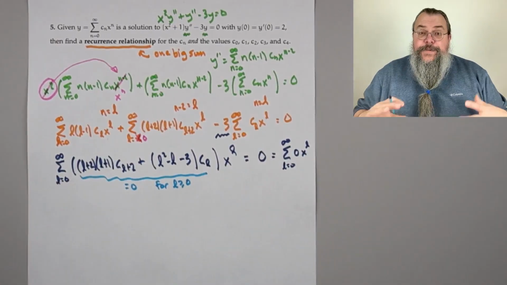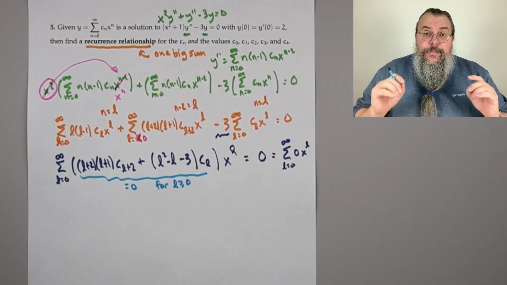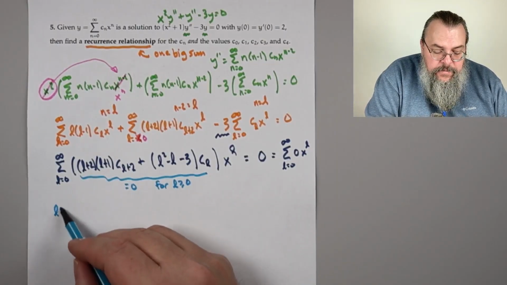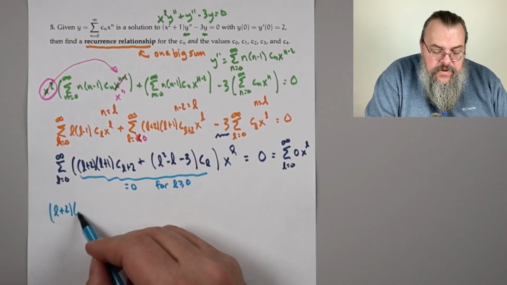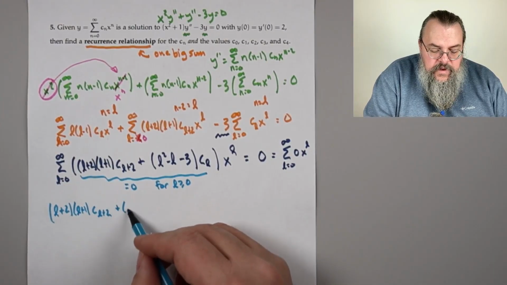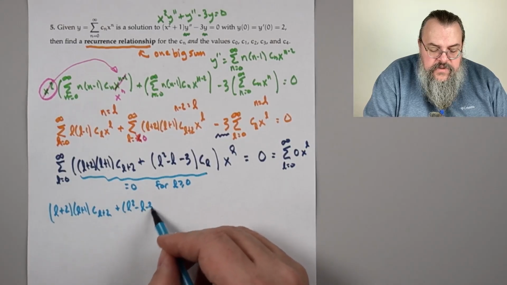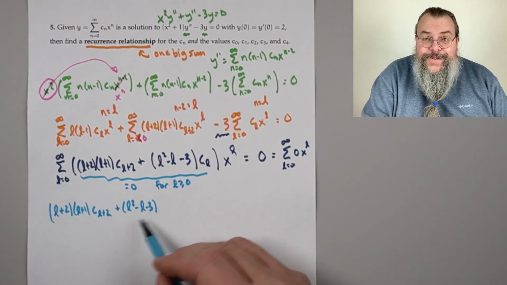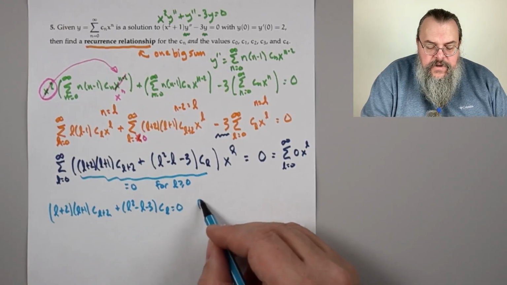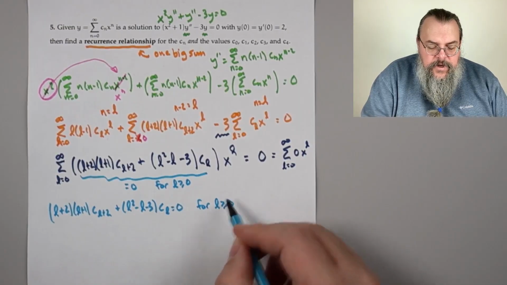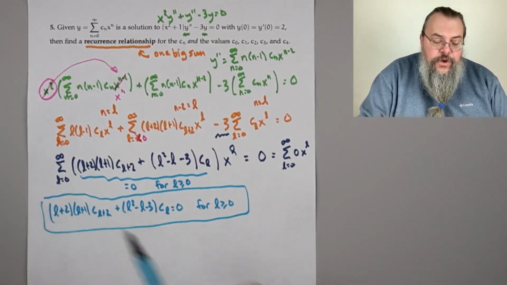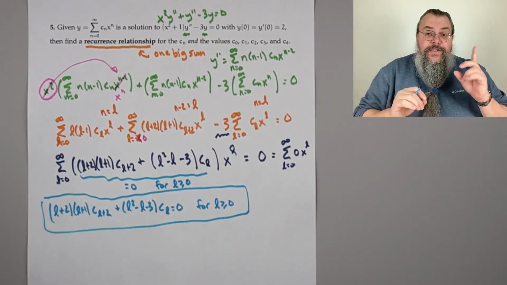Now, we essentially have the recurrence relationship here. But let's write it a little bit more explicitly. We have L plus 2 times L plus 1 C L plus 2 plus L squared minus L minus 3. Unfortunately, that doesn't factor in a nice way, but that's okay. That's life. C L equals 0 for L greater than or equal to 0. Now, that's our recurrence relationship. You could also rewrite this in a slightly different way.